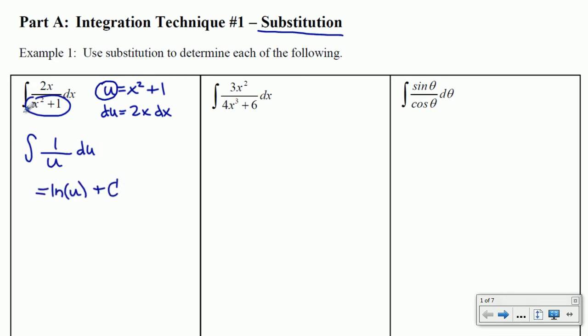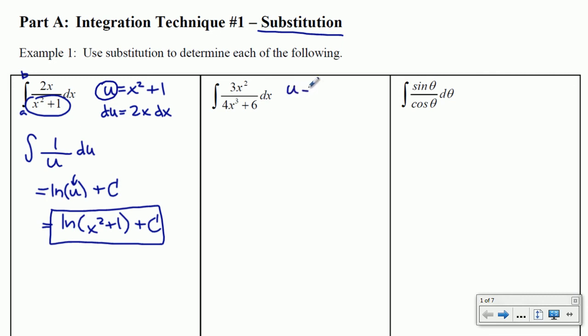So because we're not evaluating it from some interval from a to b, for example, we need to include this constant. And now we can sub back in our expression for u, and we can write ln x squared plus 1 plus c. So let's try another one. 4x cubed plus 6 might not be a bad thing to substitute. Let's try that and see where it takes us.